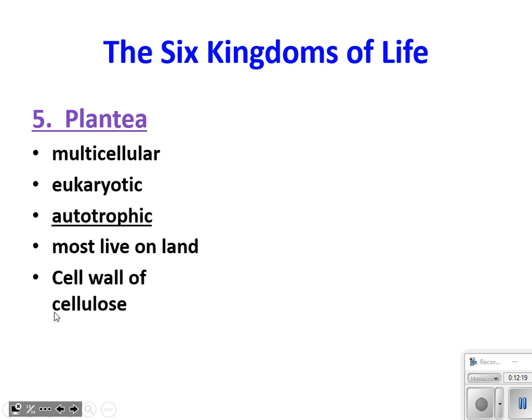Plants have a cell wall of cellulose. Peptidoglycan, chitin, cellulose. Each one of these kingdoms has cell walls made of different substances. So if we test something and say, okay, here's a cell wall, what's the cell wall made of? Oh, it's made of cellulose. We're going to put that in the kingdom Plantae. We're going to call that a plant.